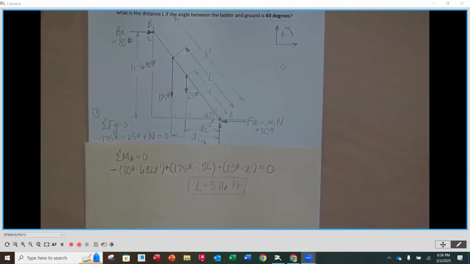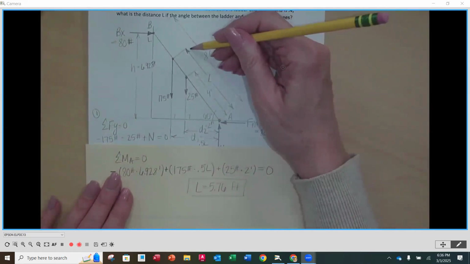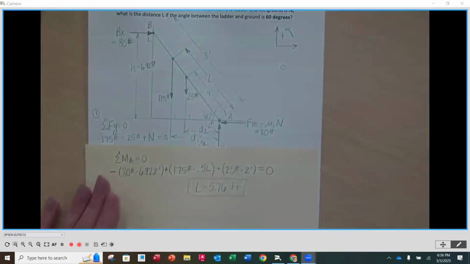You should get a value for L, meaning from the floor all the way up to where that person can stand, of 5.76 feet along that ladder. Okay. So, questions on that problem?